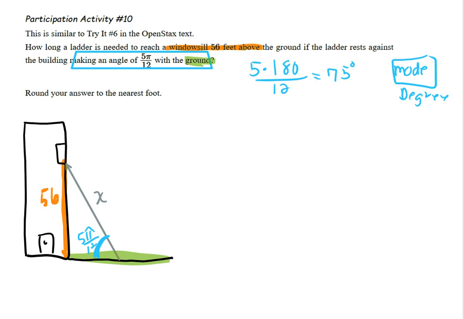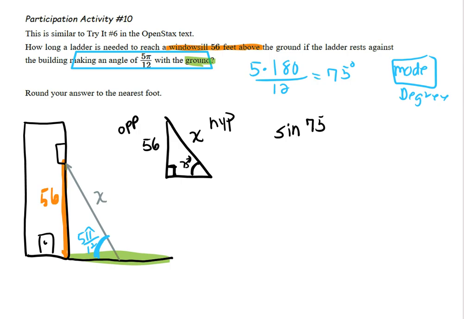Okay, let me redraw this picture though. Use it in black. We're looking at a right angle here, right? The X is my hypotenuse. The 56 here is across from this angle. That makes it an opposite. This will be opposite the 75 degree angle, and the X is my hypotenuse. Opposite over hypotenuse is the sine function. So the sine of the 75 degrees is my opposite, which is 56, divided by my hypotenuse, which is X.